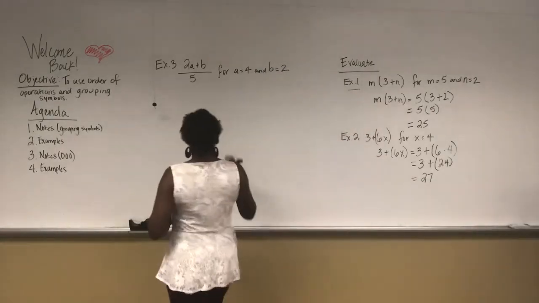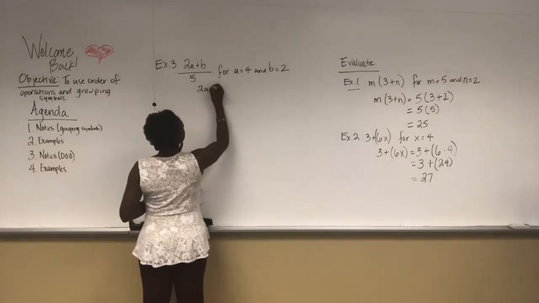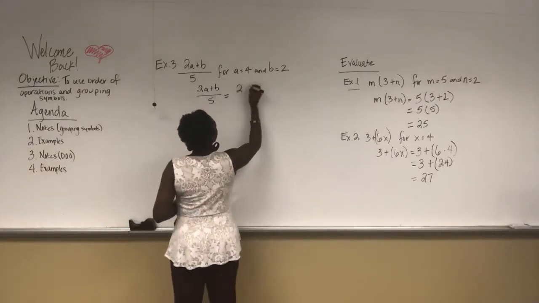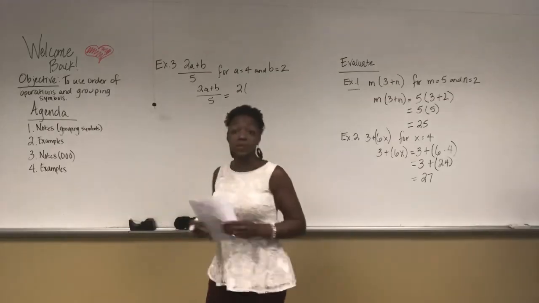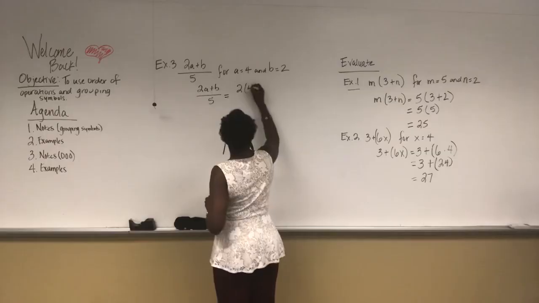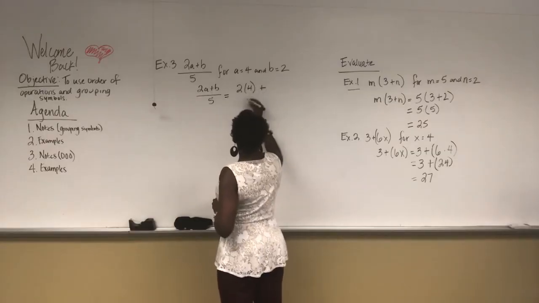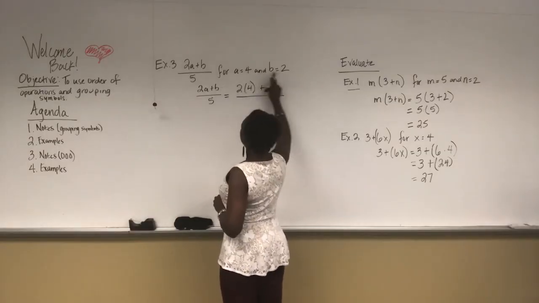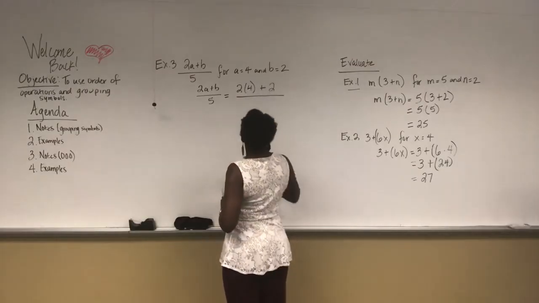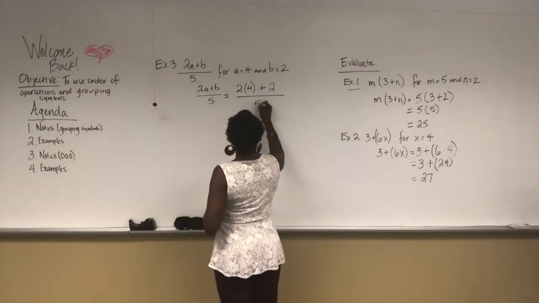Okay, so let's substitute in our values. We're going to rewrite the problem. 2a plus b over 5 is equal to 2. Now for me, I'm going to use parentheses so that I know what the operation is. So 2 times a is equal to 4. Close that parentheses. Write the plus. B is a variable. I know what it's equal to. Substitute what it actually equals. That's a 2 all over 5.